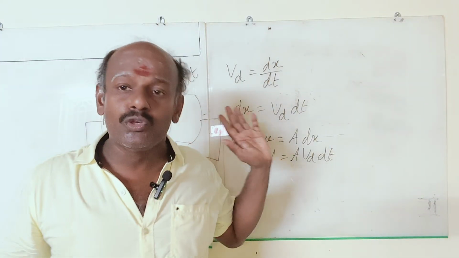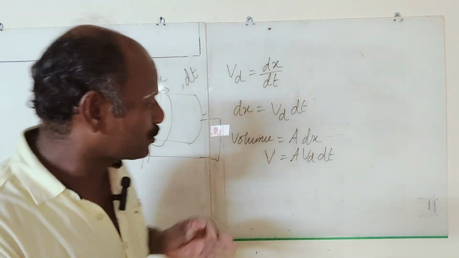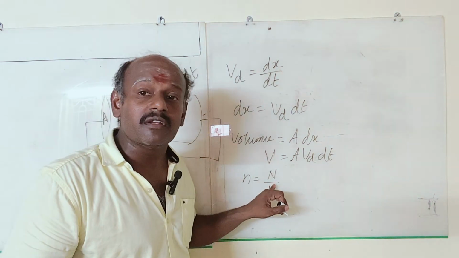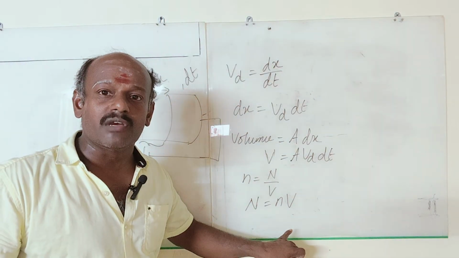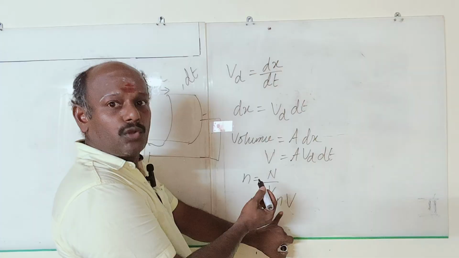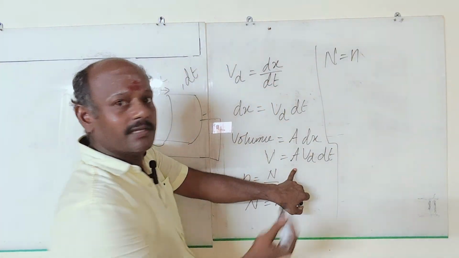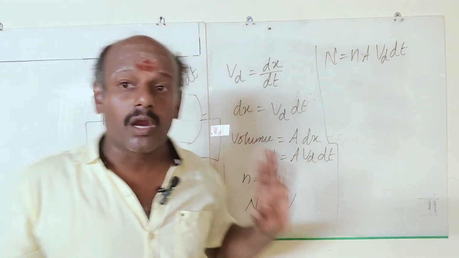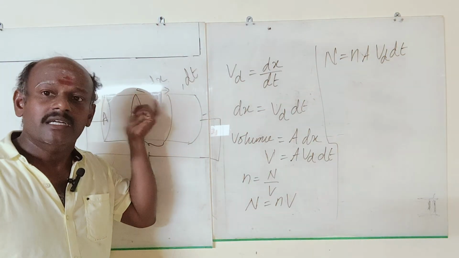Why am I doing all this? Because I want to know the number density, which is the total number of electrons per volume. It is usually denoted with the small letter n, which is equal to capital N divided by V. So capital N will be equal to n times V. Substituting the volume, capital N is equal to n into A into vd into dt. That is the total number of electrons available within the length dx.